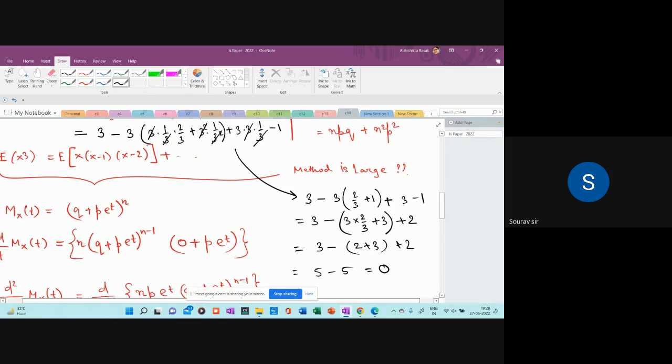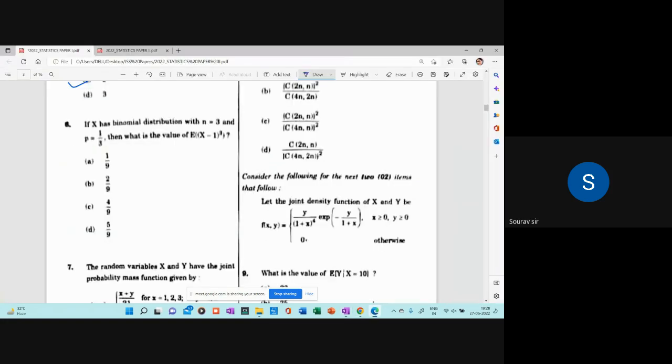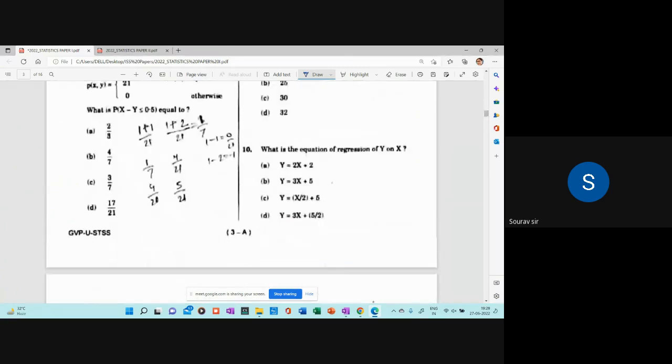Is it okay? Is this calculation clear? Yes, ma'am. If you want, you can proceed in this way as well, but this is going to give you a little bit large method. But if you wish, you can proceed in this way as well. Okay. Now go for some other sums.